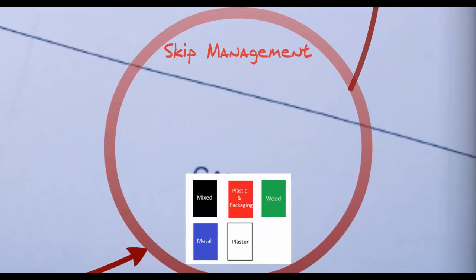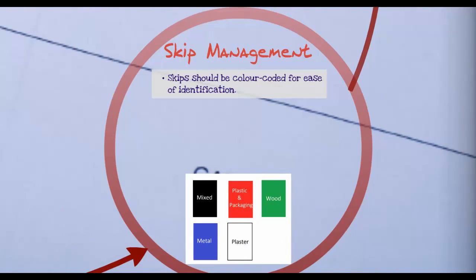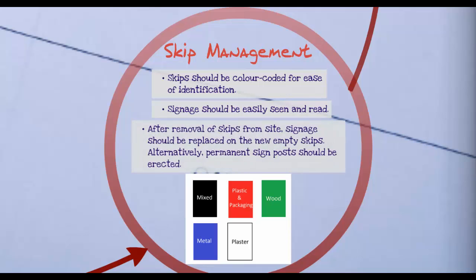Skip management. Skips should be color-coded for ease of identification. Signage should be easily seen and read. After removal of skips from site, signage should be replaced on the new empty skips. Alternatively, permanent signposts should be erected.